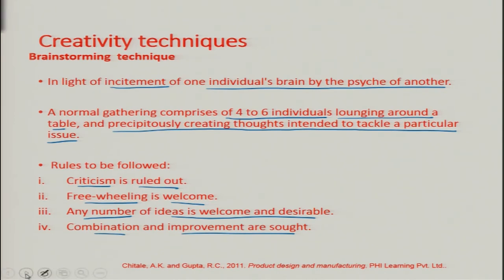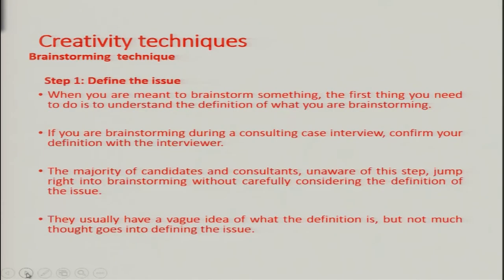What does a brainstorming technique involve? How do we conduct brainstorming? First, define the issue. When you are meant to brainstorm something, the first thing you need to do is understand the definition of what you are brainstorming. Once you come up with a definition, make sure you confirm it. Say we need something to sit on. Can we sit on the floor? We need to confirm that it is something to sit on comfortably, at the height of a normal chair. That definition has to be there and needs to be confirmed as well.